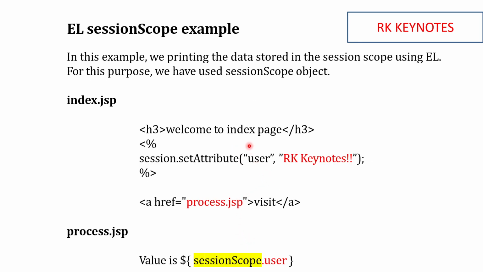Similarly, we can apply the same for session scope. So what I have done here is that inside the scriptlet tag, I have written only one line. You can see that session.setAttribute. This is the attribute name and this is the attribute value. And I have created a hyperlink to go to the process.jsp. Now I'm saying inside the expression language syntax, I'm saying sessionScope dot user. That's it. So the value will get printed.